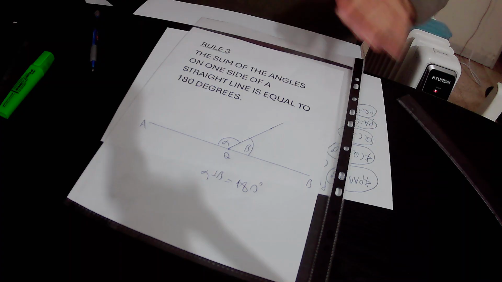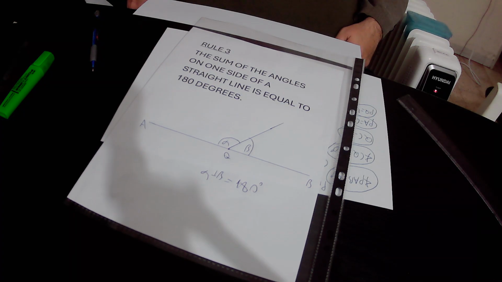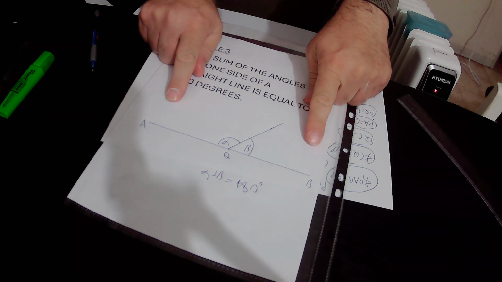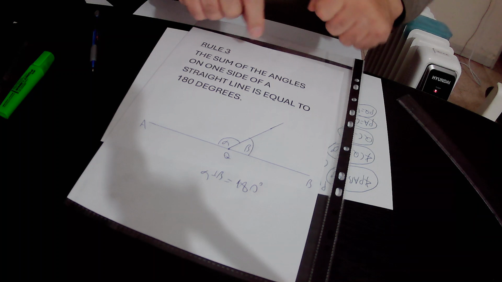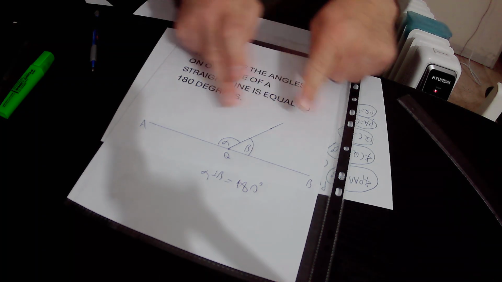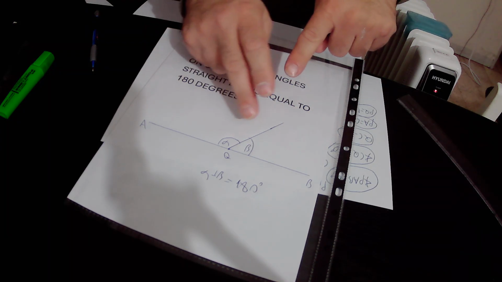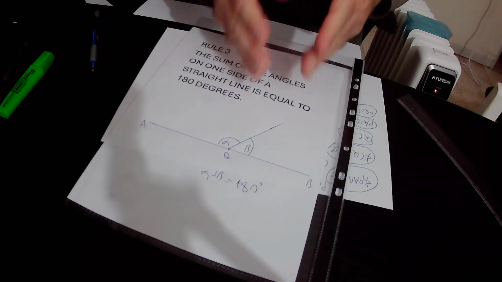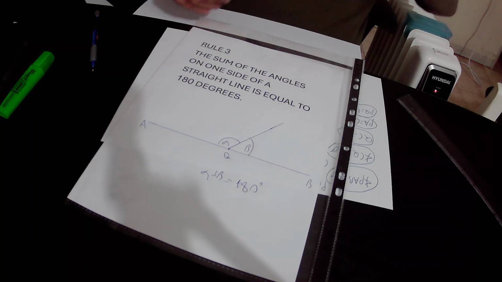According to rule number 3, the sum of the angles on one side of a straight line is equal to 180 degrees. We have here the straight line AB. If we focus on the upper side of the straight line AB at point Q, the sum of the angles must equal 180 degrees according to rule number 3. So which angles do we have on the upper side of AB at point Q? We have angle alpha and angle beta. So according to rule number 3, alpha plus beta must equal 180 degrees.